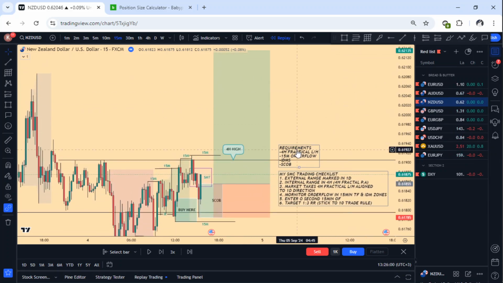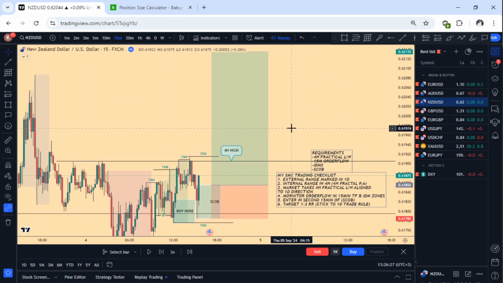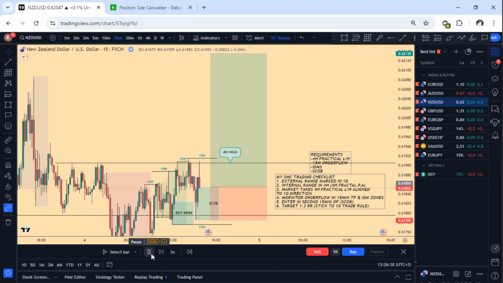So once that one is set, we've gotten our entry in the second 15 minutes order flow. This is the second 15 minutes flow, and this is where we've been looking for entry, preferably in SCOB formation. So everything is formed. Now it is just a matter of getting a stop loss or getting a take profit, because we only target 1 to 3 and stick to the 10 trade rule, meaning out of 10 trades we only need to be 30% right. So in that case, we leave the market to do its thing.